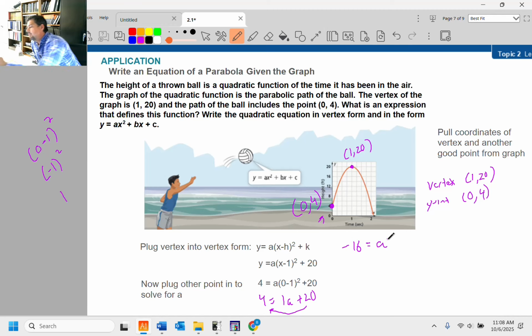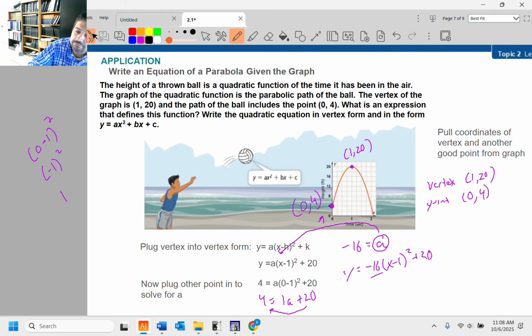And we're going to substitute that back into place. That needs to go right there. And here's our equation. Y equals negative 16 times x minus 1 squared plus 20. The 16 is actually a big deal. This was free-falling motion, and we're going to talk about those type of equations. Hopefully those don't bother you too much.